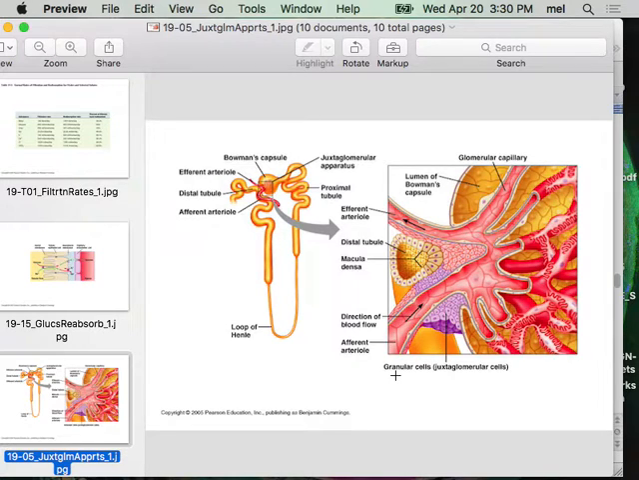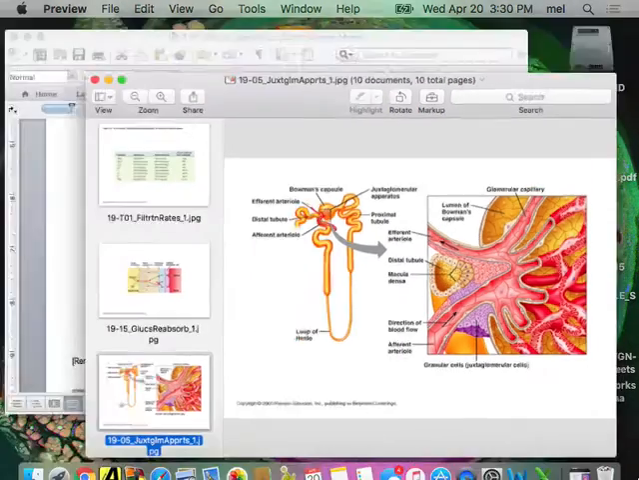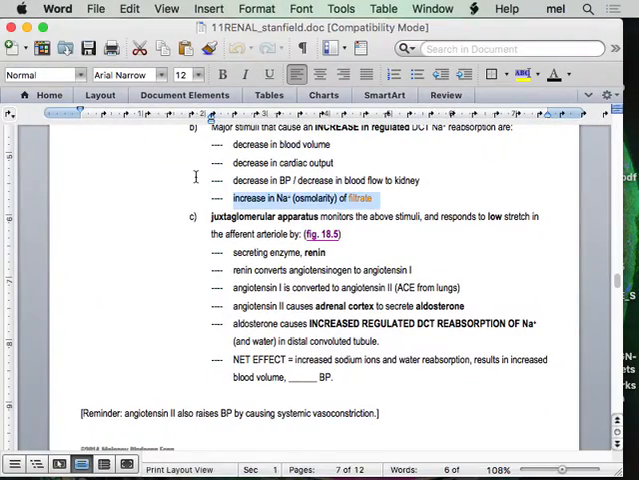So, what do you think that ANP does to this picture? Yeah, it stops it. ANP makes sure that that doesn't happen. Aldosterone promotes it, and ANP inhibits it. Okay, ANP inhibits this 35% reabsorption. Okay, so that's happening at the distal convoluted tubule.